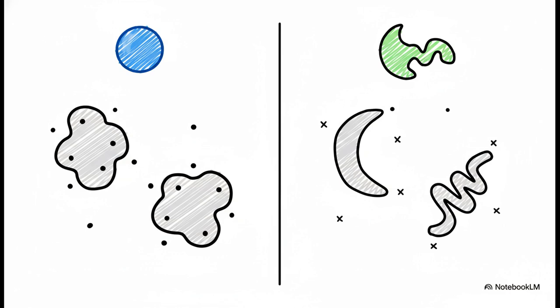While K-means is great for finding simple, round, blob-shaped groups, DBSCAN is much better at finding odd-shaped clusters based on how dense the data is. And here's the kicker. It's fantastic at spotting anomalies, things like fraudulent transactions, and labeling them as noise instead of forcing them into a group where they just don't belong.